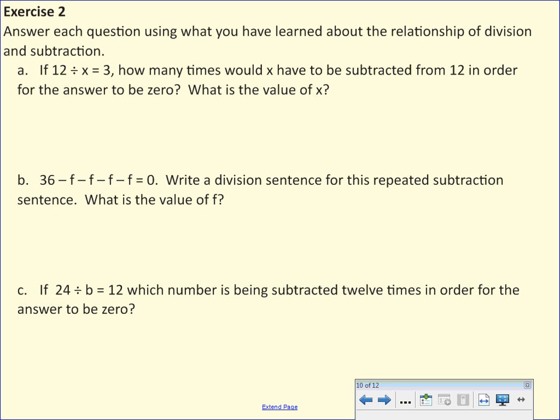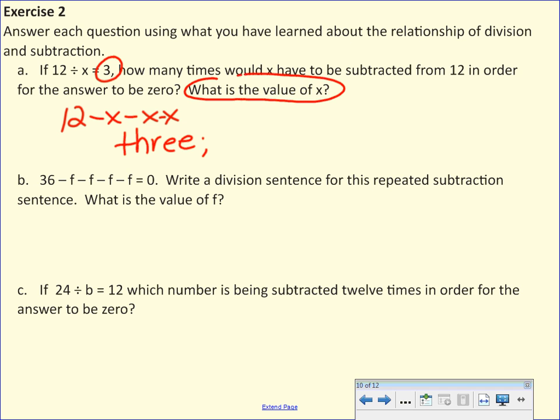How many times do we take it away? So 12 minus x minus x minus x. How many times, everybody? We have to subtract it 3 times. What is the value of x? 4.